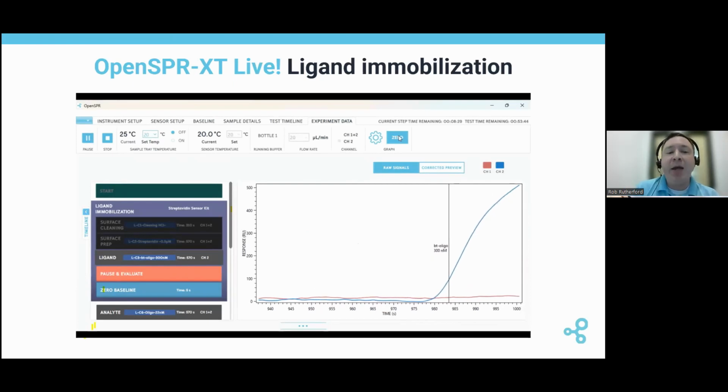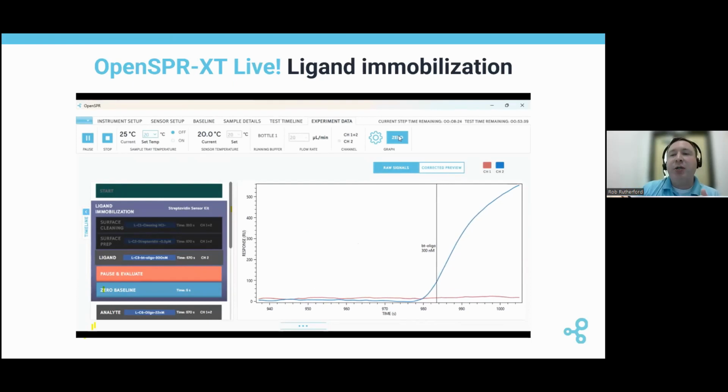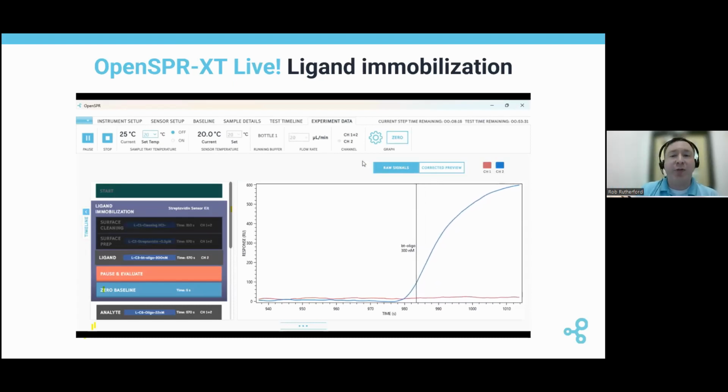If you're using the manual, then the ligand immobilization would work in a stepwise fashion. It would say, please inject the surface cleaning, please inject the surface prep, inject the ligand itself, and you would click next for each to proceed through each of them.